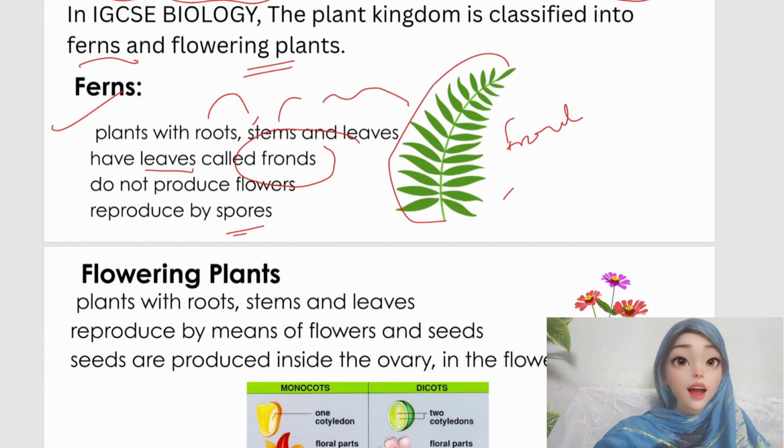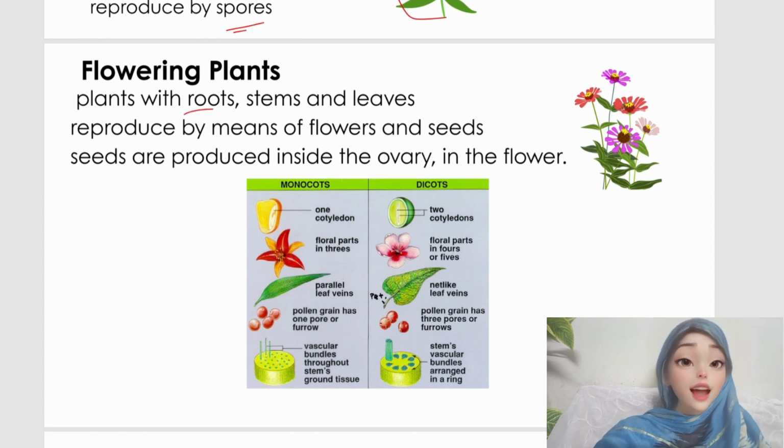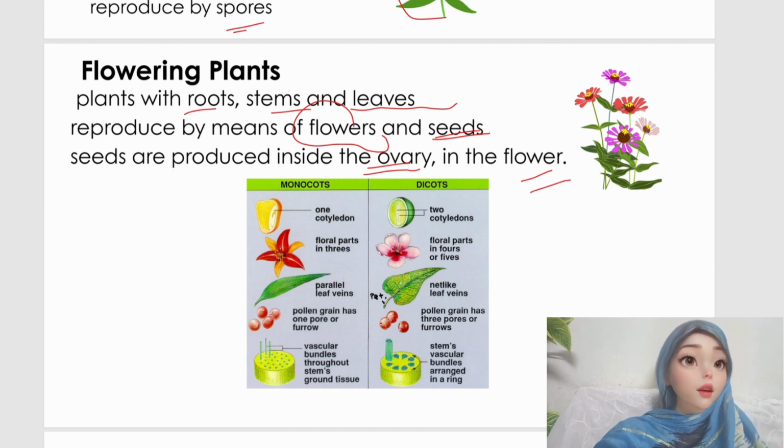Next here is the flowering plants. These are plants with roots, stems and leaves. They reproduce by means of flowers and seeds, and their seeds are produced inside the ovary of the flower. Here is a very important difference between the monocots and the dicots. Monocots have one cotyledon, and dicots have two cotyledons.